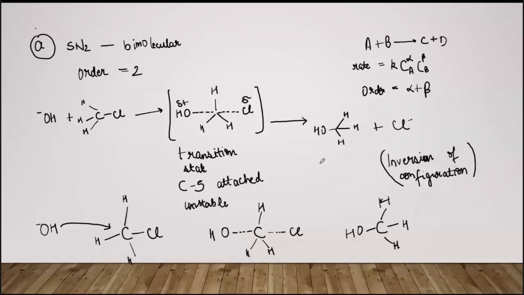Now one more thing that we'll have to understand here is the order of reactivity. I mean, जो halides भी होते हैं ना, we learned that there are three kinds of halides: 1 degree, 2 degree and 3 degree, depending upon the number of carbon atoms.